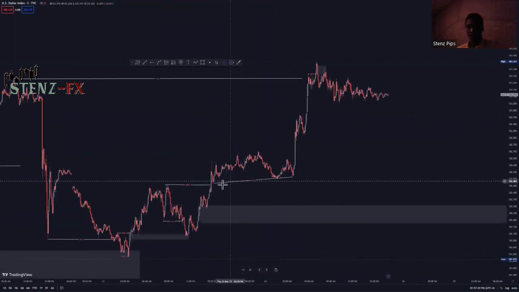On the 5 minutes, you see I marked this place as liquidity. I think the market is going to take out this side, probably. Because we check up here, there is a fair value gap here which doesn't feed. So probably the market is going to come down.